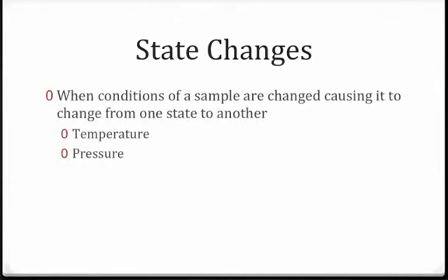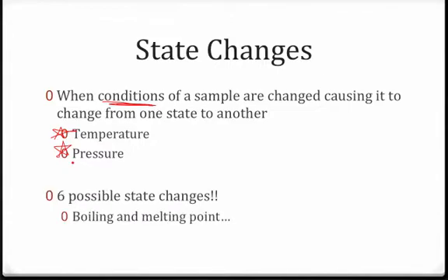All right, last but not least, we're going to wrap this video up with a quick discussion of the concept of state changes. Basically, a state change occurs when the conditions of a sample are changed, causing it to change from one state to another, solid to liquid, liquid to gas, etc. And the conditions we're talking about here specifically are, in most cases, a change in temperature, which is what most people think of when they think of state changes, but also a change in pressure. By increasing or lowering the pressure, we can cause state changes to occur as well.